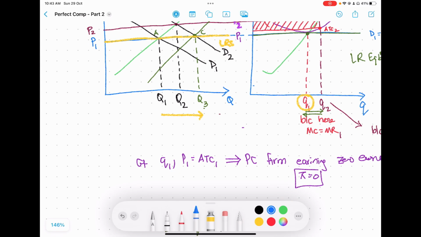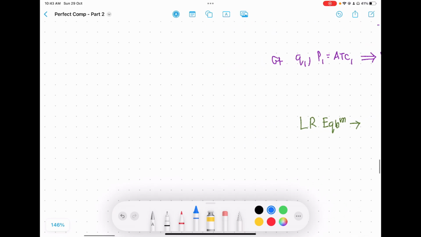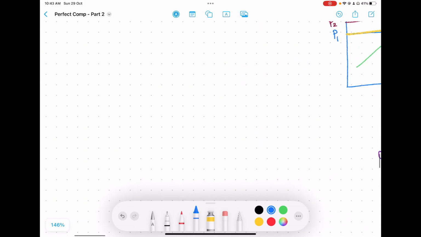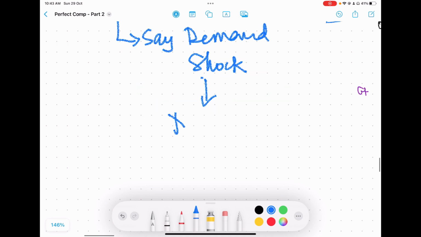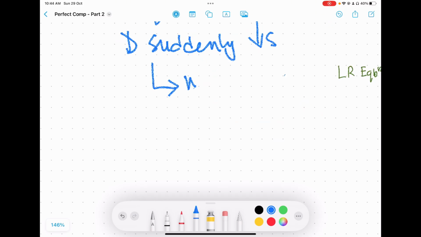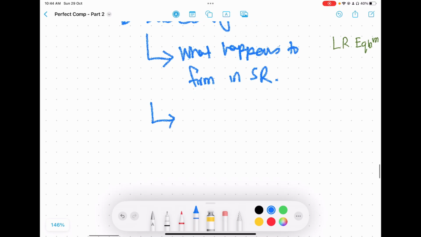So this is what I'm going to ask you to do. I'm going to ask you to see whether you actually understood what's been going on here. Let's say initially the market is at equilibrium. Say that there's a demand shock, and let's say that demand suddenly falls. What happens to the firm in the short run? Immediately, what happens? Well, there's going to be a loss. When there's a loss, what happens? Well, some firms start exiting. So you want to tell me what happens in the market.